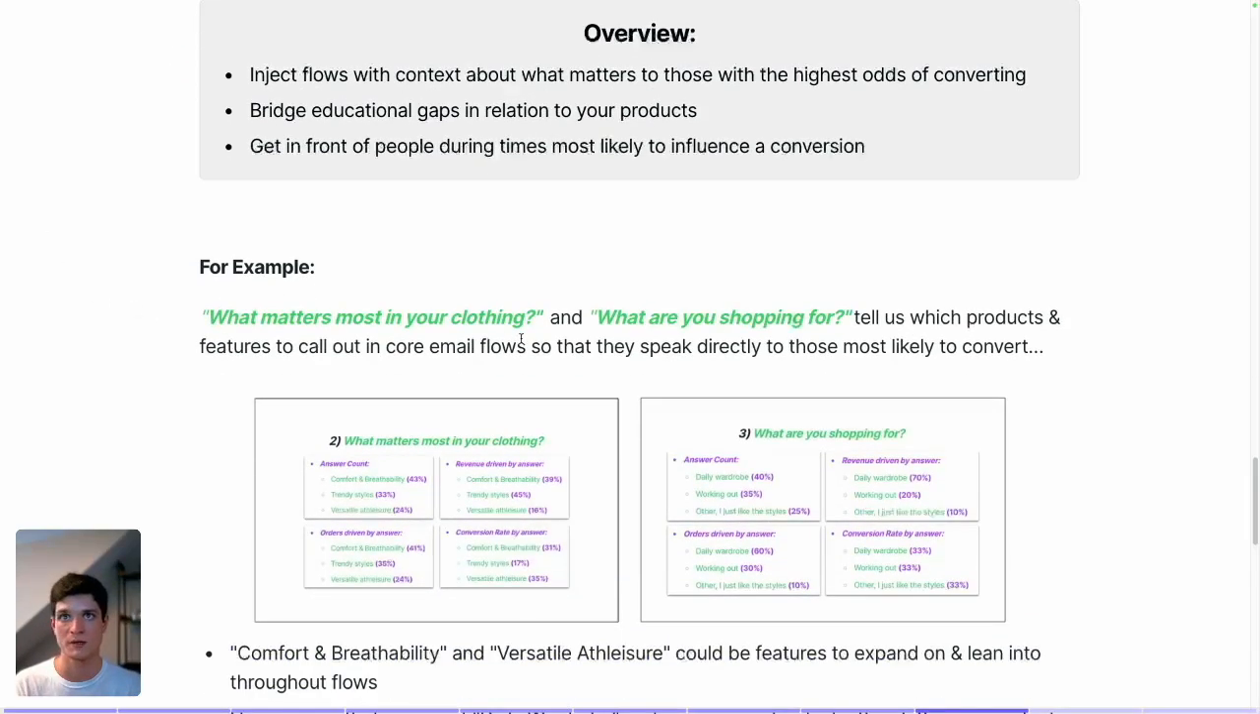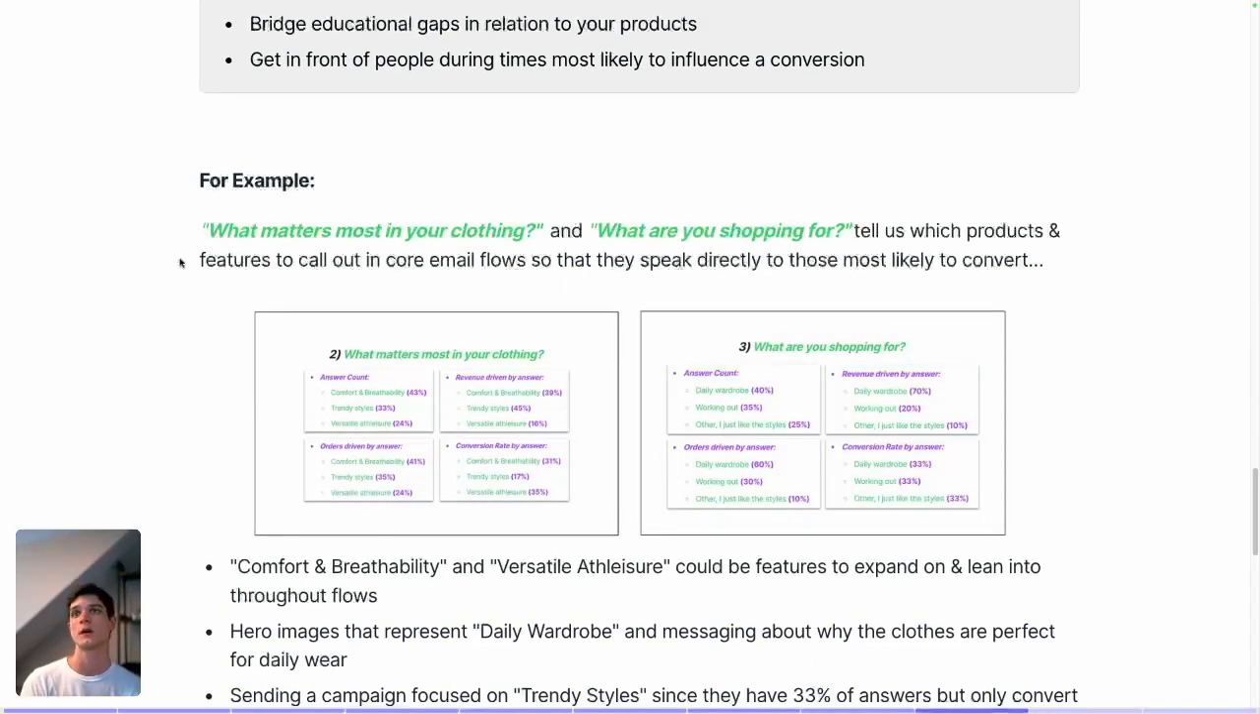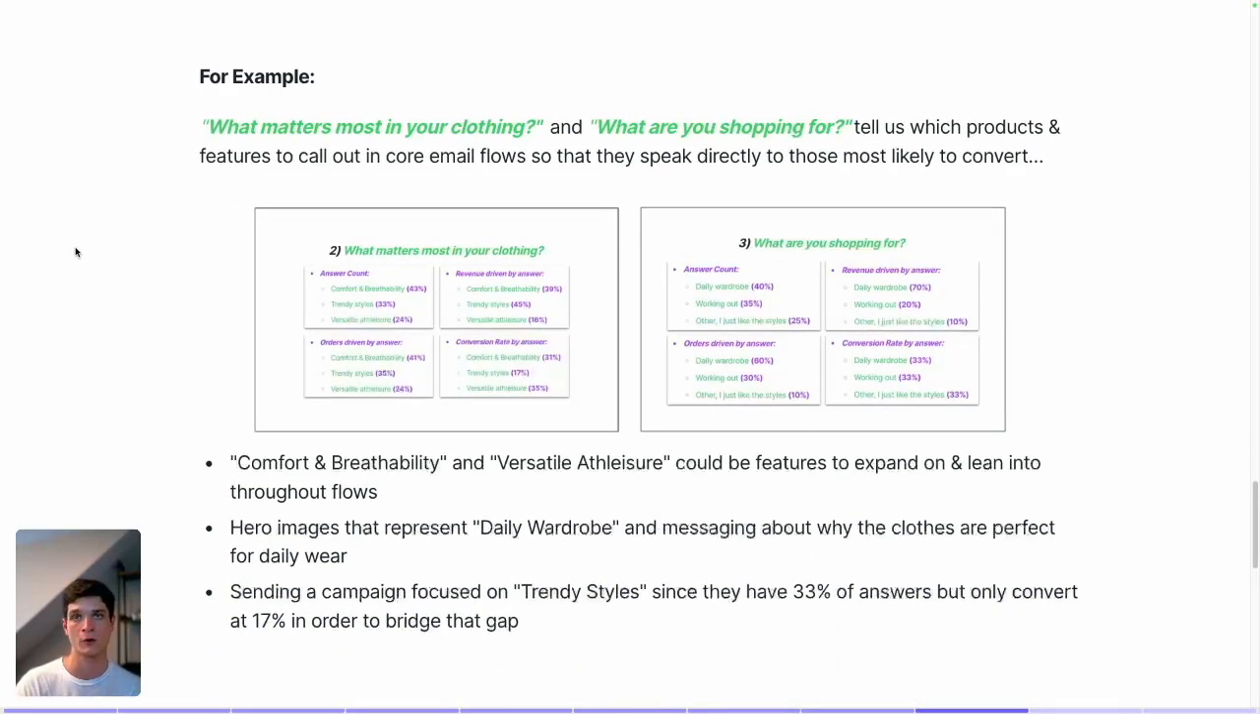And so, for example, what matters most in your clothing? What are you shopping for? These two questions tell us which products and which features to call out in the core email flows so that they speak directly to the highest quality audience. So, for example, comfort and breathability and versatile athleisure could be features to expand on in email flows or to lean into throughout these flows.